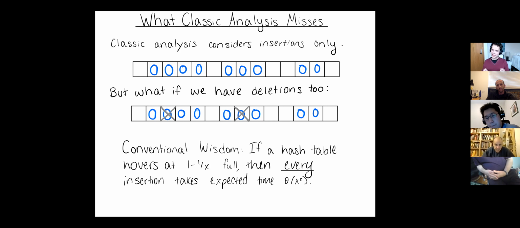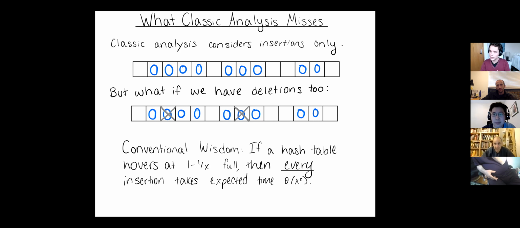The much more concerning case, and the reason I think linear probing is taught as something you shouldn't use at high load factors, is what happens if you fill your hash table up to 1 minus 1 over x full, but then you stay there. For example, maybe you alternate between insertions and deletions. Then all of your insertions are being performed in this very full hash table. And conventional wisdom has it that all of your insertions should be suffering from primary clustering. They should each take expected time x squared.